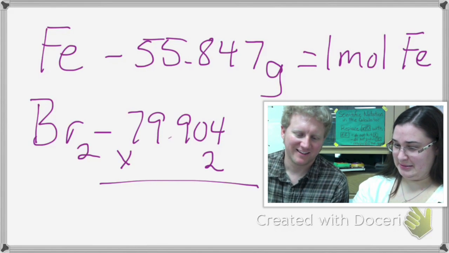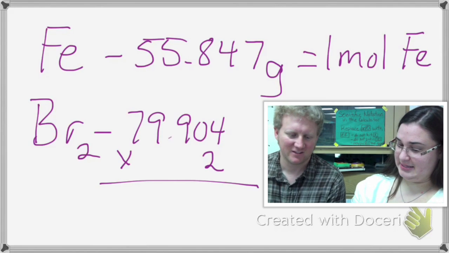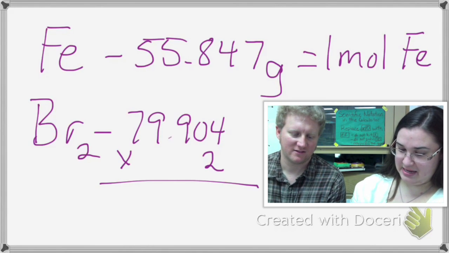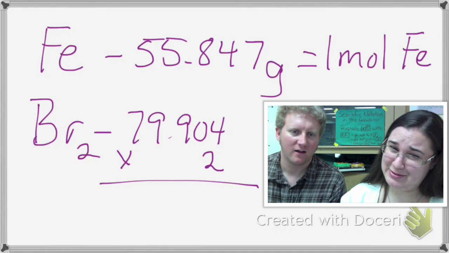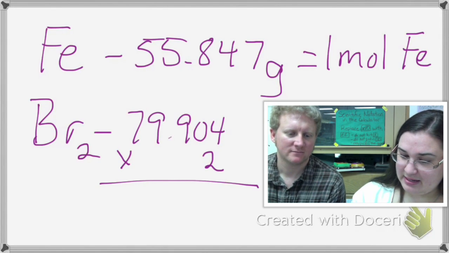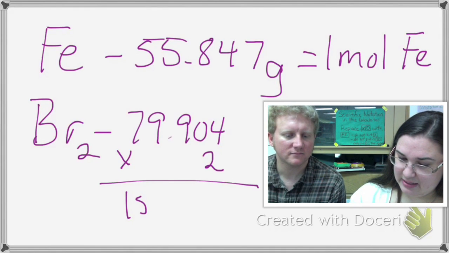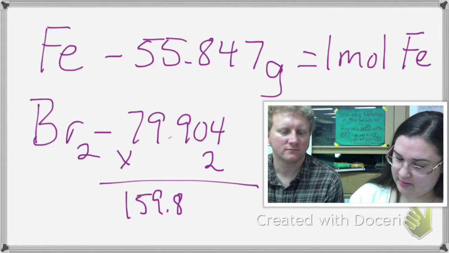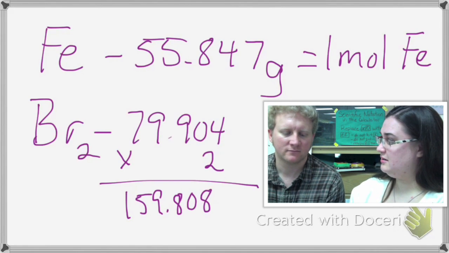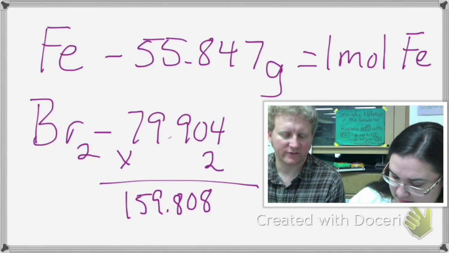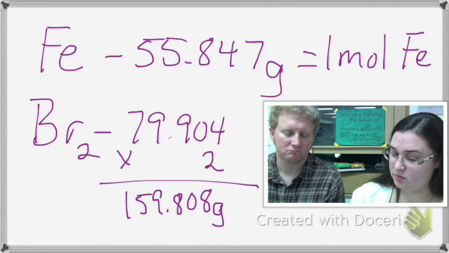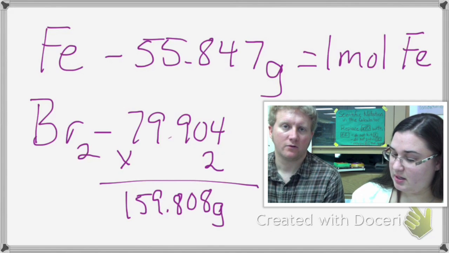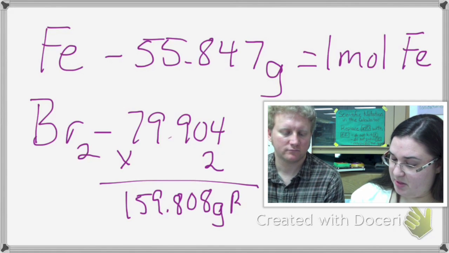79.904 times 2, because we don't expect you to do that in your head. And it is 159.808. What are our units again? Grams, because it's mass. So 1 mole of Br2 is 159.808 grams of Br2.